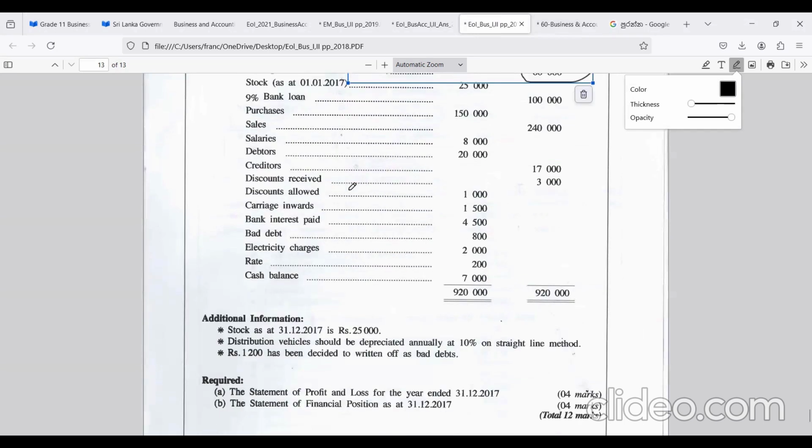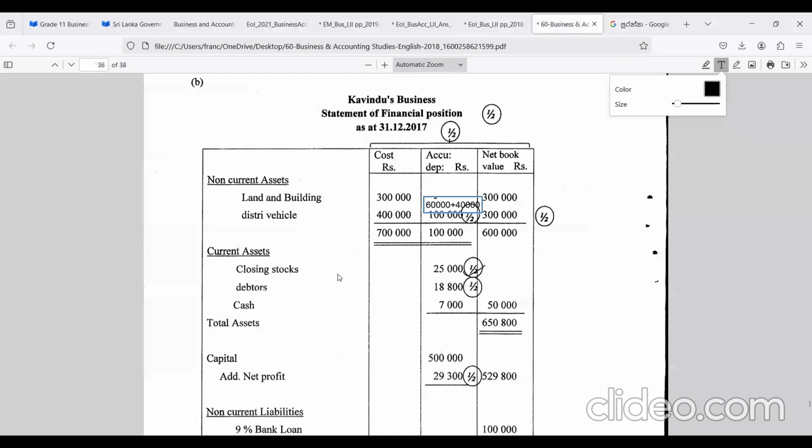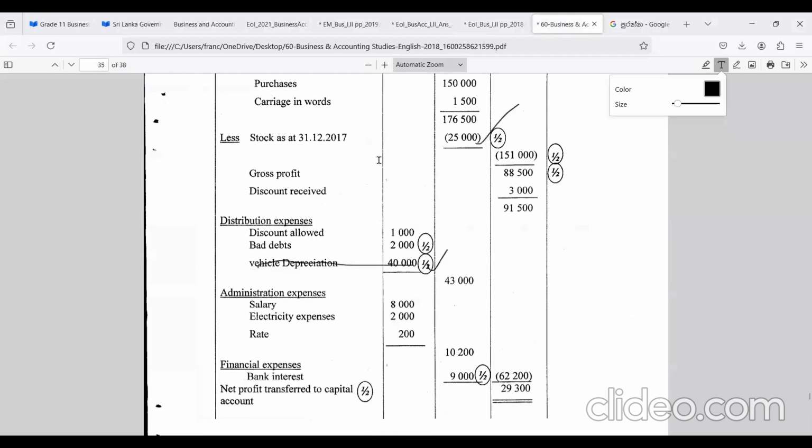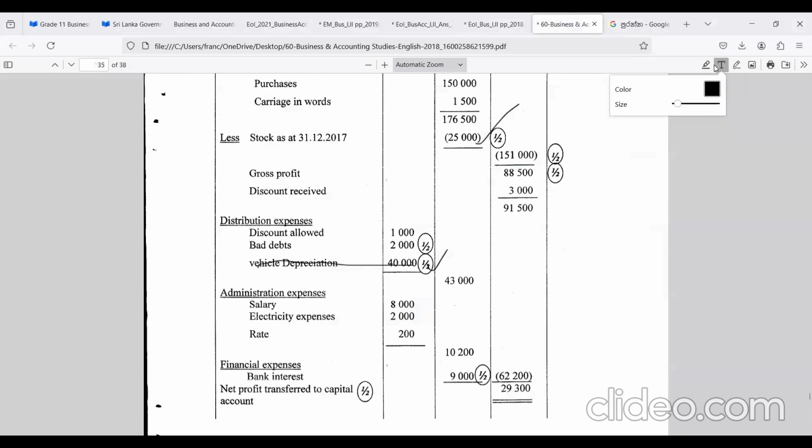Right. So I'll go to the last adjustment. 1,200 has been decided to be written off as bad debt. What to do? Very simple. Go to your distribution expenses. But before that, check in the trial balance whether you have any bad debt. So here I have 800 rupees as bad debt. So what should I do? Take the figure from the trial balance, add the adjustment value 1,200.